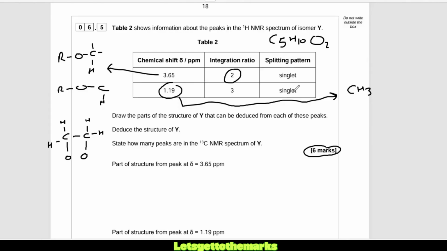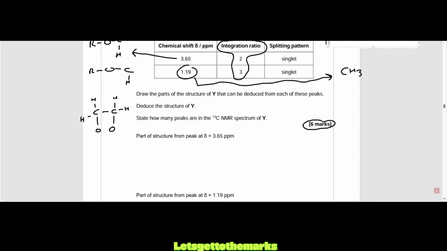Now, 1.19, we're going to go with it CH3, isn't it? We worked out that the chemical shift was CH3. You'll get 1 mark for that, for identifying 1.19 as CH3.